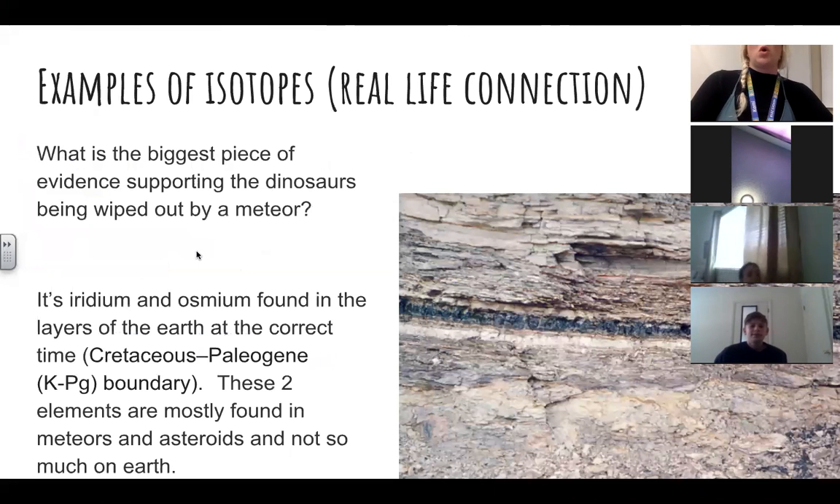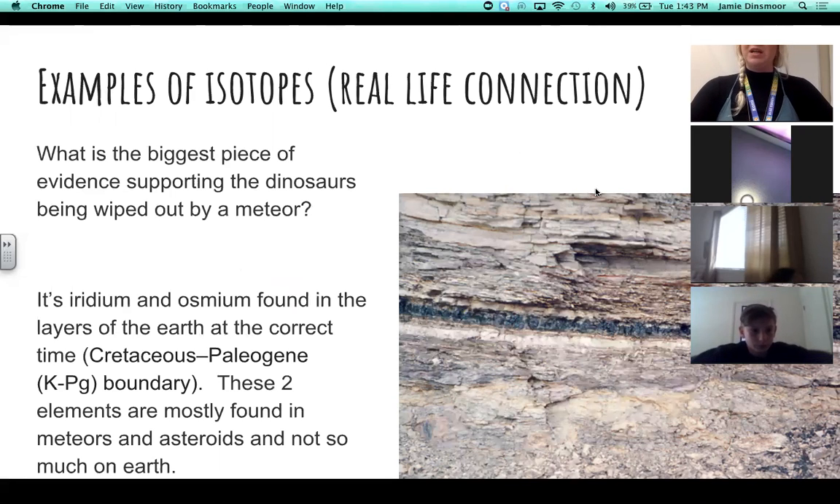So, isotopes, right? Real life connections. Why do we use them? Why do we care about them? What is the purpose? So we're going to talk about the real life examples first, and then we're going to talk about what an isotope actually is, right?